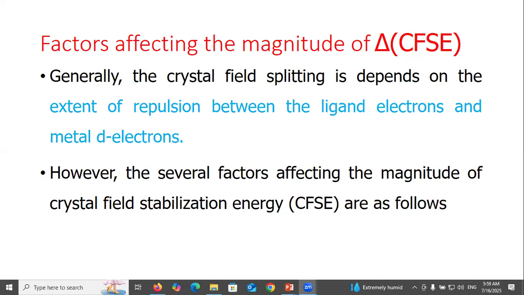Factors affecting the magnitude of delta, the crystal field stabilization energy. Generally, the crystal field splitting depends on the extent of repulsion between the ligand electrons and metal d electrons. However, the several factors affecting the magnitude of crystal field stabilization energy are as follows.